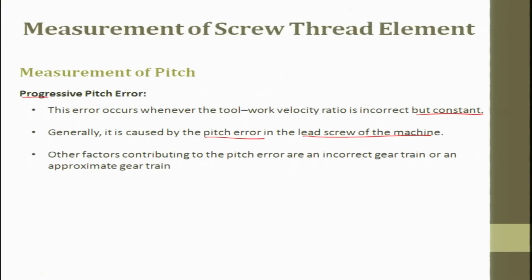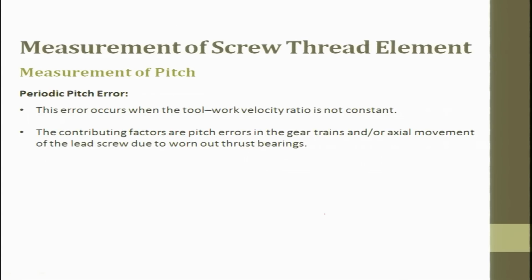This is called progressive pitch error. Other factors contributing to the pitch error are an inaccurate gear train or an approximate gear train. A gear train is nothing but two gears, where one in turn transmits to the next, a series of gears which are in mesh with each other, either for reduction or increase in torque. We call it a gear train.